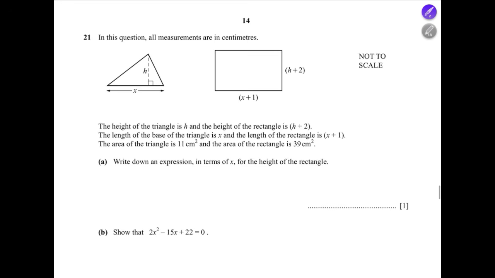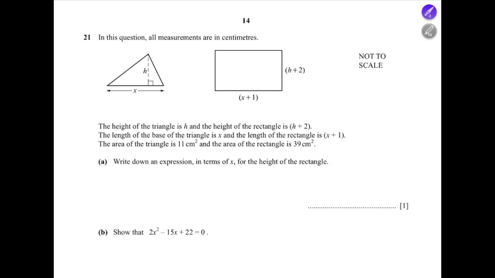Now, in this question, all the measurements are in centimeters. Okay, the height of the triangle is h, and the height of the rectangle is h plus 2. The length of the base of the triangle is x, and the length of the rectangle is x plus 1. The area of the triangle is 11 centimeters square, and the area of the rectangle is 39 centimeters square. Write down an expression in terms of x for the height of the rectangle.